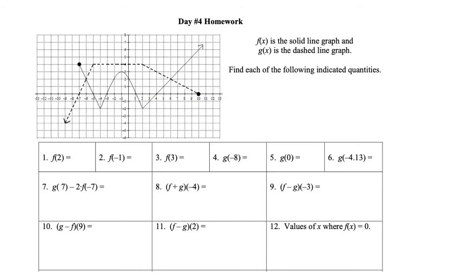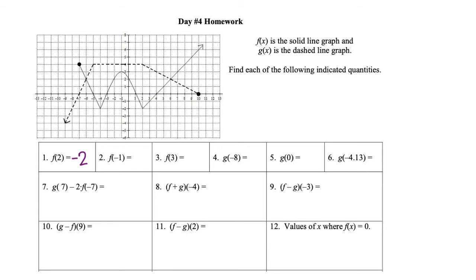Okay, this is day 4 homework solutions, and it's asking us to find each of the following indicated quantities. So let's work through all of these. For number 1, we need to find f at 2, and the instructions are telling us that f of x is our solid line and g of x is our dashed line. So f at 2 is -2.